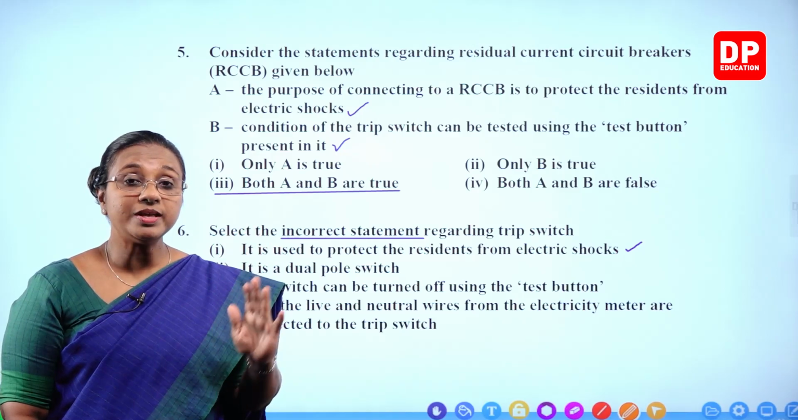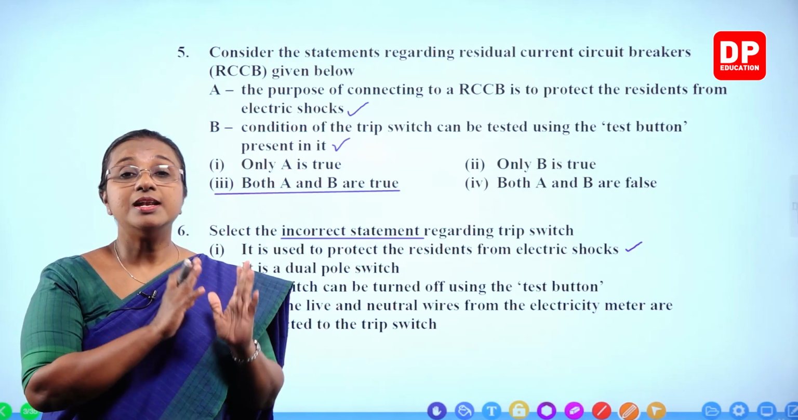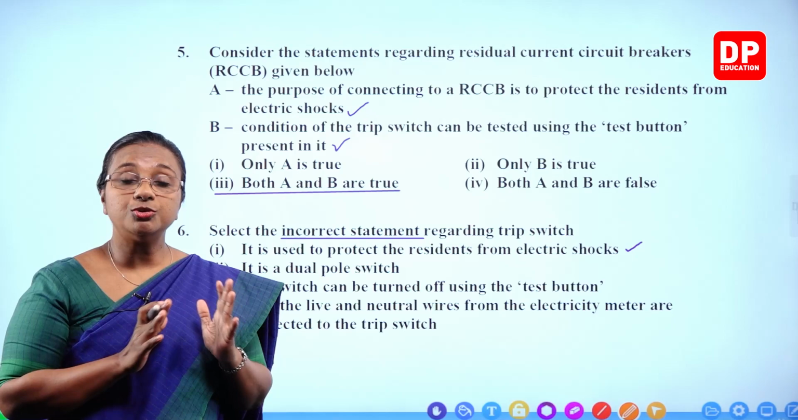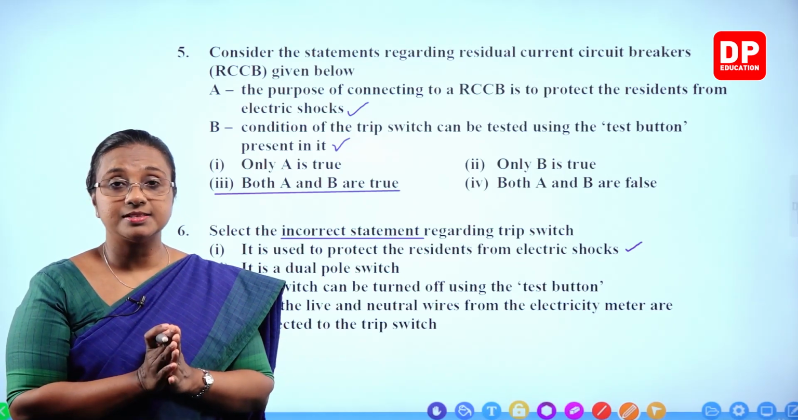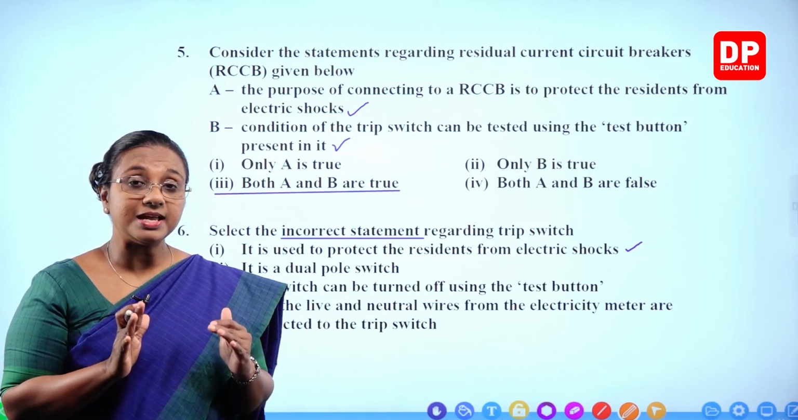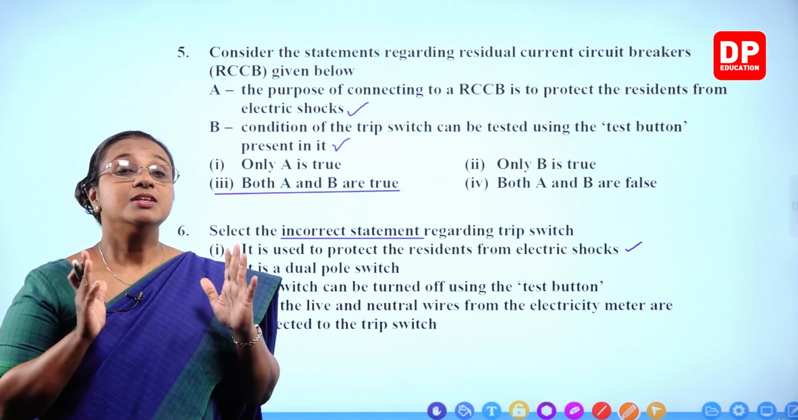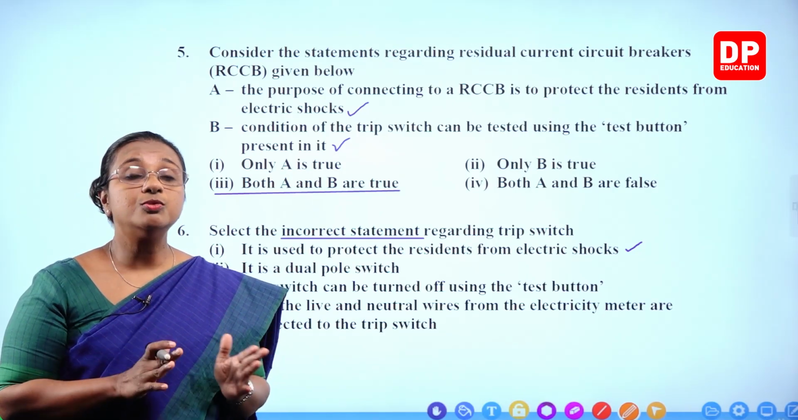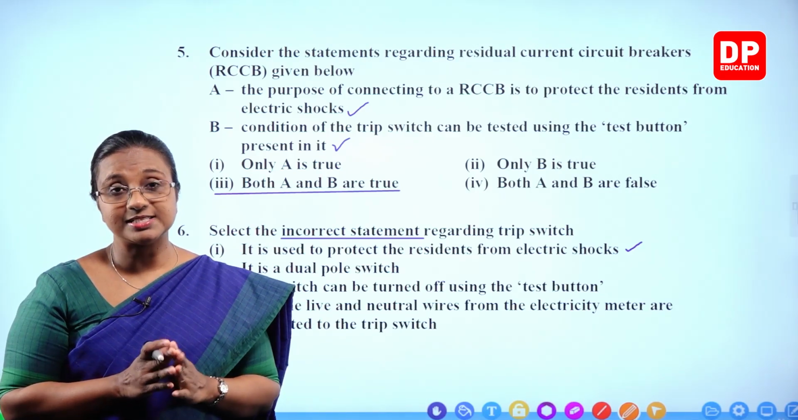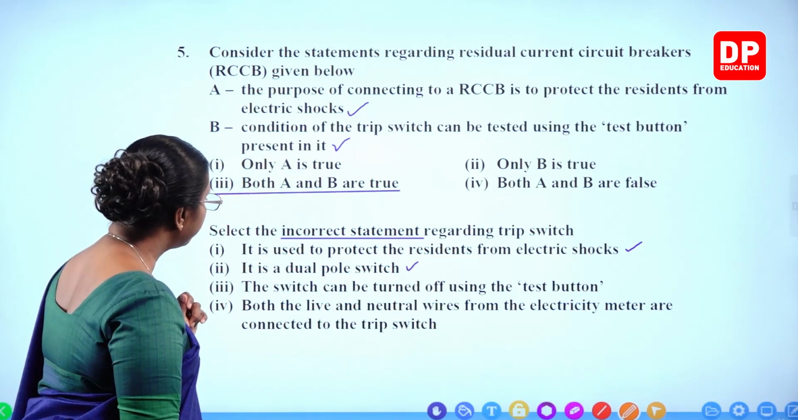When the trip switch disconnects the power supply, it disconnects both the live and neutral wires. The trip switch is connected to both live and neutral wires, and the electricity supply to both wires is disconnected. Such a switch is known as a dual pole switch. Dual means two. So both live and neutral wires are disconnected. That is also correct. It is a dual pole switch.